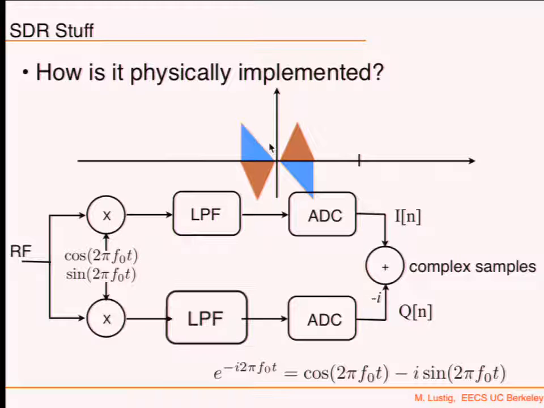The other way you could do it is not demodulate all the way to 0. You could demodulate all the way to an intermediate frequency that's close to 0, and then do real sampling, but at double the rate because you have double the bandwidth. We'll talk about it more, but there's other ways of doing this.